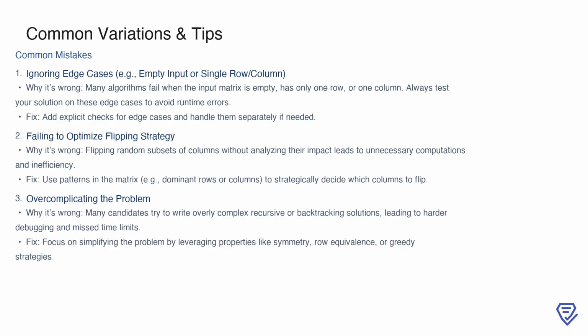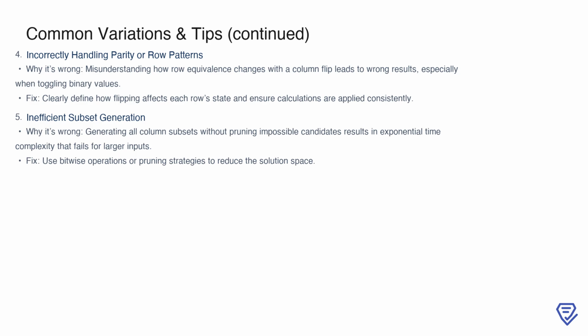Another critical mistake to avoid is incorrectly handling row patterns or parity. Misunderstanding how flipping a column affects the equivalence of rows can lead to incorrect results, especially when toggling binary values. To address this, it's important to clearly define how each column flip impacts the state of the rows and ensure all calculations are applied consistently.